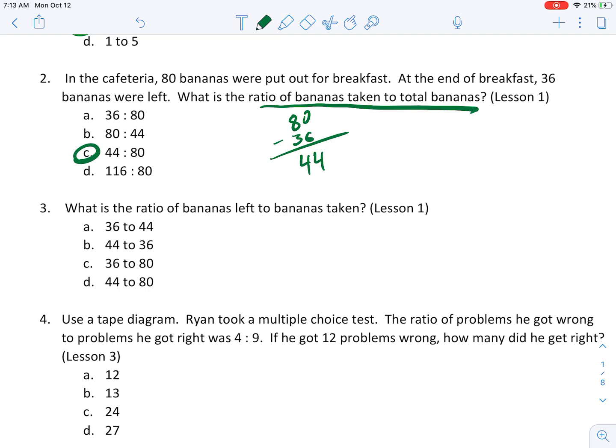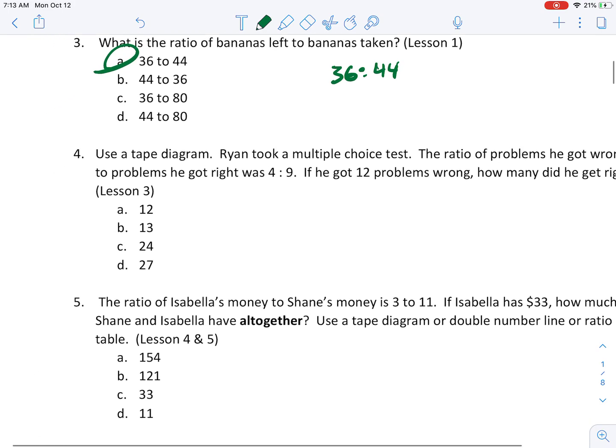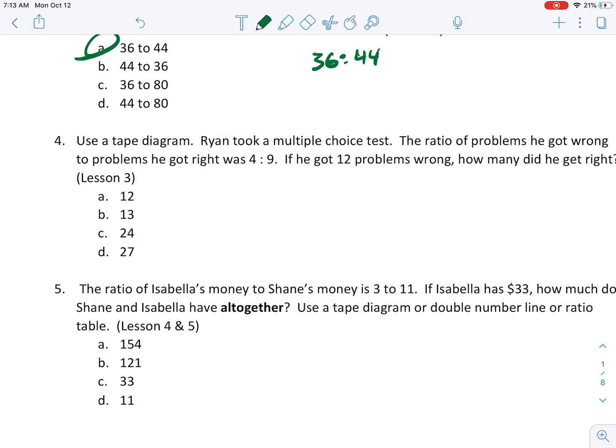Number 3 says, what is the ratio of bananas left to bananas taken? Okay, well, there was 36 bananas left and 44 taken. So our answer is A. It says use a tape diagram.